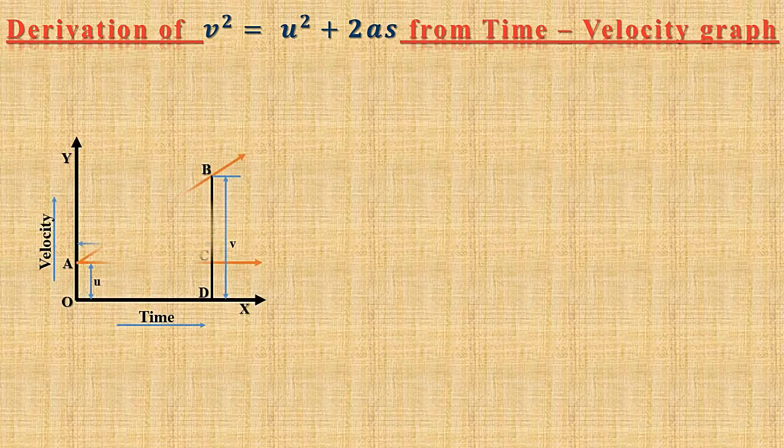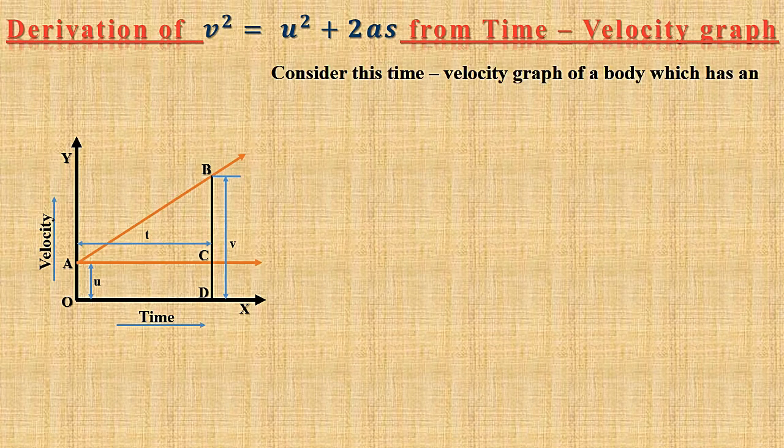And the final one, which is v square is equal to u square plus 2as. Look at it carefully, step by step.